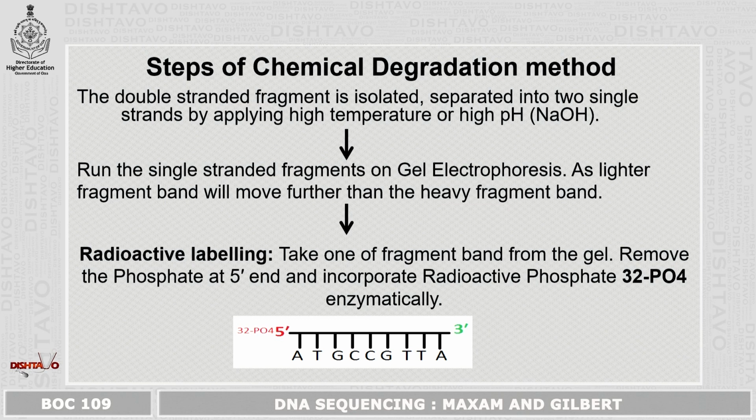Now, the steps involved in the chemical degradation method, or Maxam and Gilbert's method. First, the double-stranded fragment is separated into two single strands, either by applying high temperature or treating with high pH, that is, treating with NaOH. Now, these fragments are run in a gel so that you separate them out. These fragments are radioactively labeled, students, at the 5' end, enzymatically with a phosphate, 32PO4.